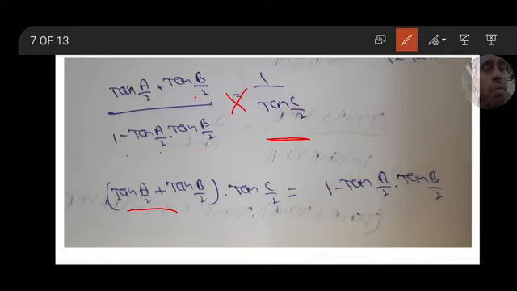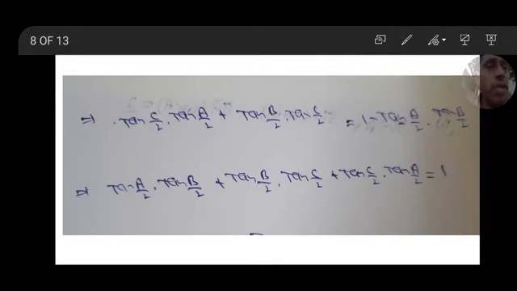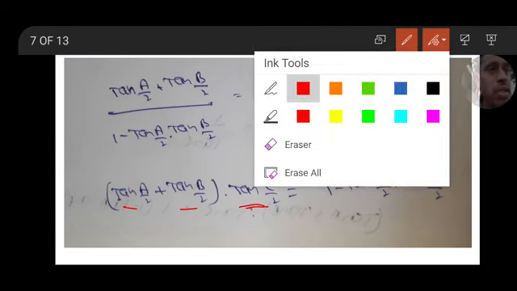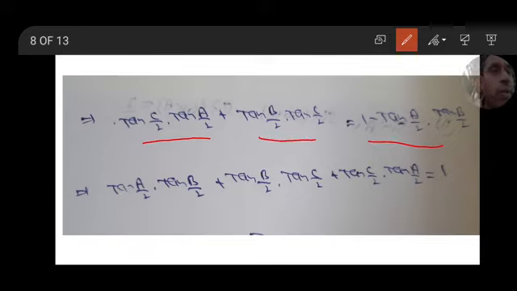tan a by 2 plus tan b by 2 into tan c by 2 equals 1 minus tan a by 2 into tan b by 2. Then simplification, multiply with tan c by 2 into tan a by 2, tan b by 2 into tan c by 2. The remaining LHS is the same. Then tan c by 2 into tan a by 2 plus tan b by 2 into tan c by 2 equals 1 minus tan a by 2 into tan b by 2.